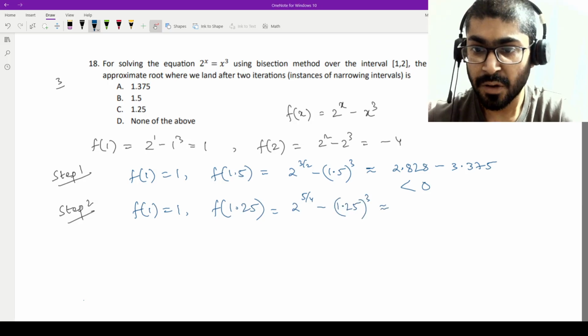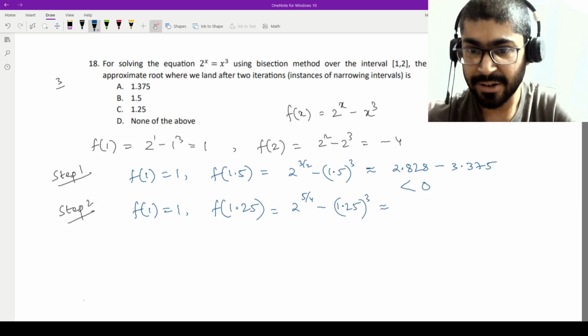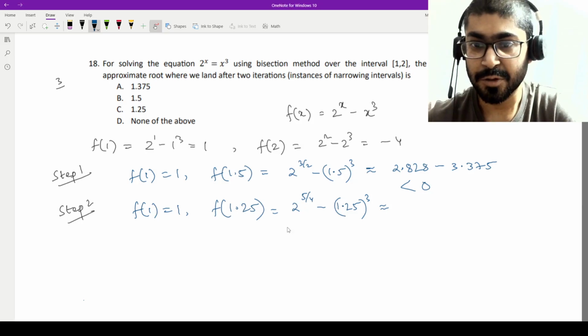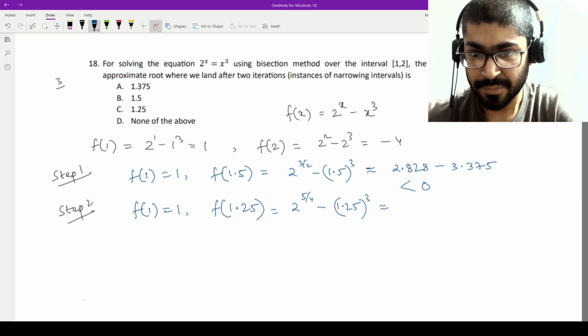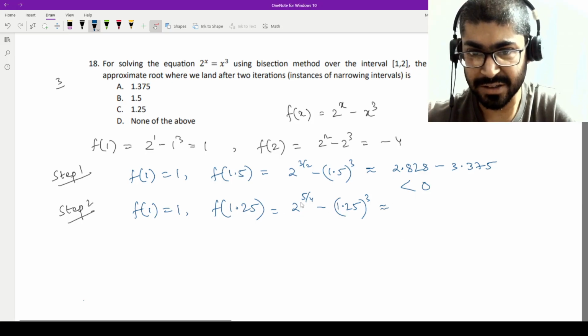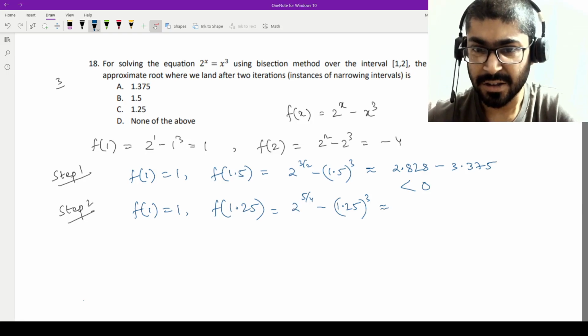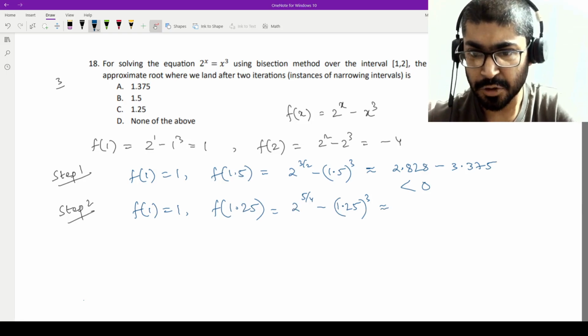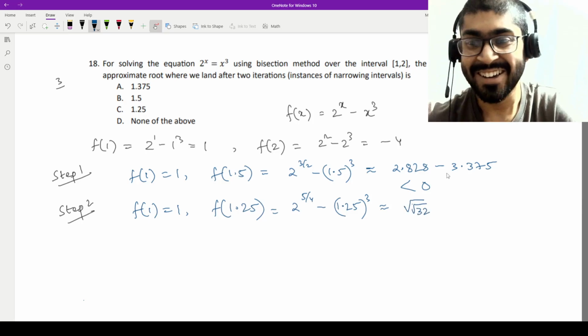Now fourth root of 16, that will be a bit tricky to calculate, right? Fourth root of 16, which is basically the square root over square root of 16, isn't it? Wait, 2 to the power 5, right? 2 to the power 5 is not 16, it is 32, right? So it will be square root of square root of 32, right?